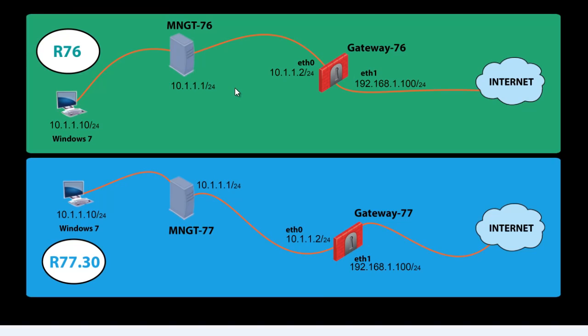In this tutorial I'm going to demonstrate how you can migrate from Gaia R76 to Gaia R7730. If you look at my diagram, I have two topologies. I have the green topology and I also have the blue topology. In the green topology I am running Gaia R76, and in the blue topology I am running Gaia R7730.